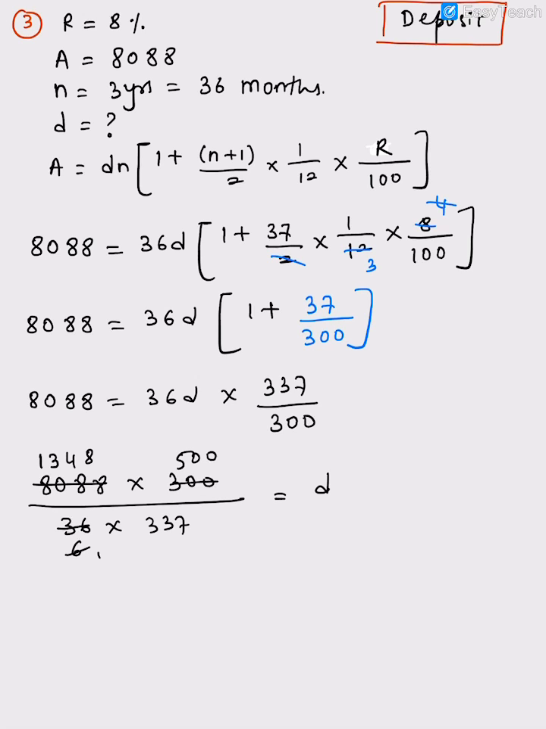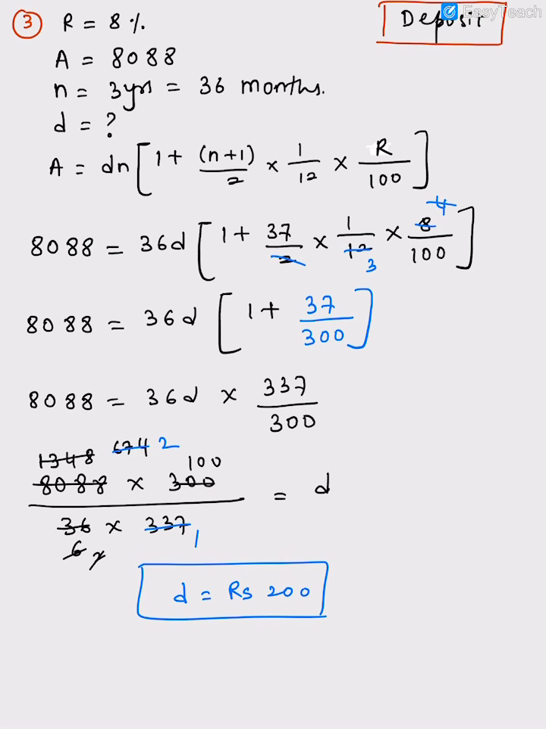Actually, we can do it in a slightly simpler way. I shouldn't have done this. Instead of dividing with 6 directly, I'll do 3 twos are 6 and 3 hundreds are 300. 2 ones are 2, 2 sixes are 12, 2 sevens are 14. 337 will go one time and 337 will go two times. So the monthly deposit is equal to rupees 200. That's your answer finally.